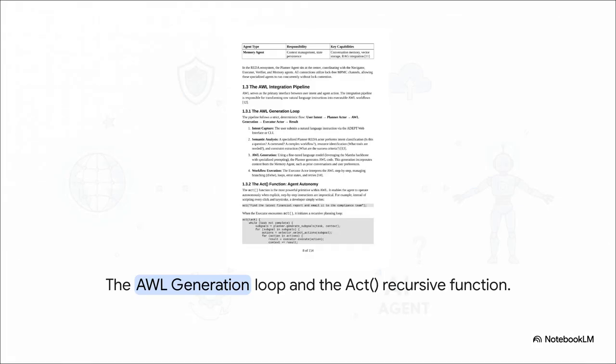Now, what's really interesting here is the recursive planning loop tied to that act function. When the executor encounters this command, it kicks off a loop where the agent dynamically generates subgoals, selects actions, observes the results, and, get this, autonomously replans if the outcome doesn't match expectations. This isn't a hard-coded script. This is true autonomy encoded directly into the system's runtime.